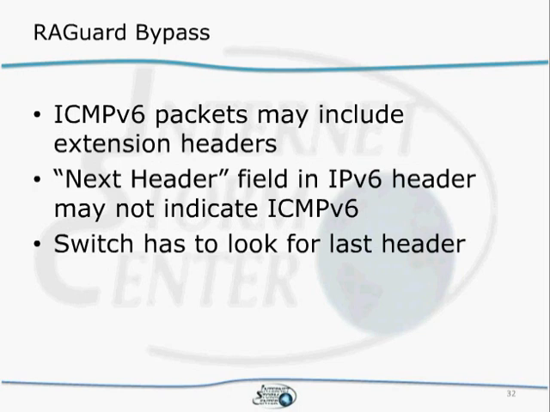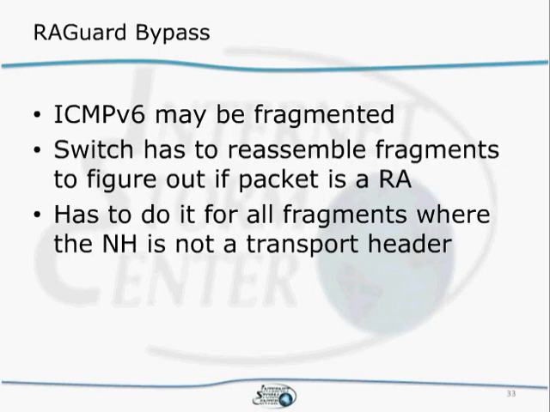So RAGuard bypass is a real problem, and at this point, switches can't really deal with these more complex features. If the packet is fragmented, then the switch no longer happens to actually recognize that this is a router advertisement, and even with RAGuard enabled, it will allow these packets to pass.